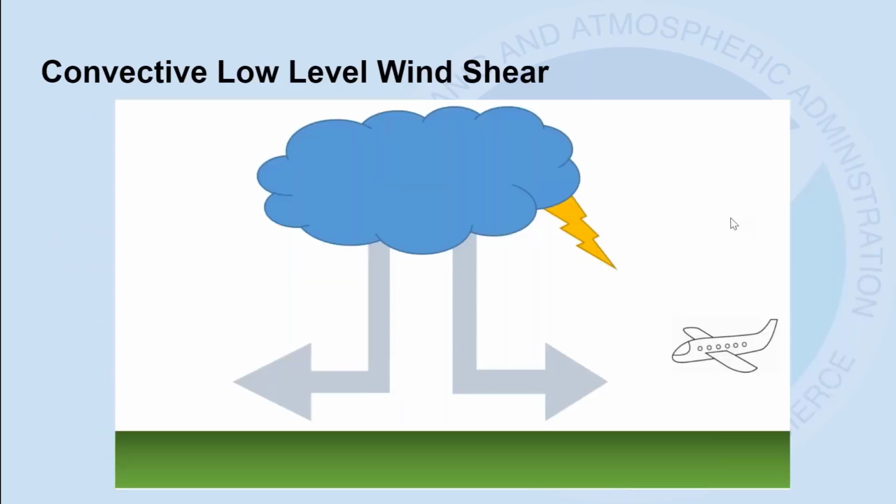Okay, so there are two types of low-level wind shear that we're going to talk about, convective and non-convective. So when it comes to convective low-level wind shear, and as you all are probably well aware, there's many hazards that are associated with thunderstorms, which is why pilots should just in general avoid thunderstorms. But the wind field specifically within and surrounding thunderstorms can be quite complex.